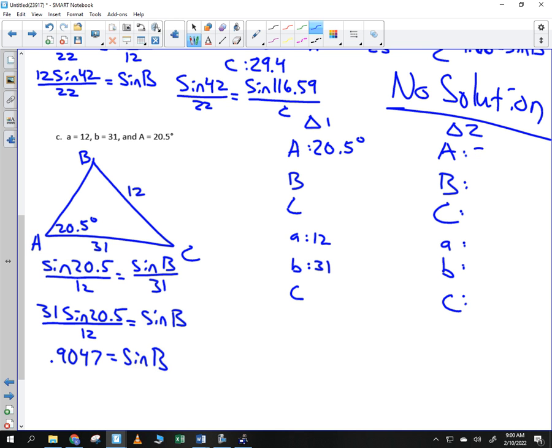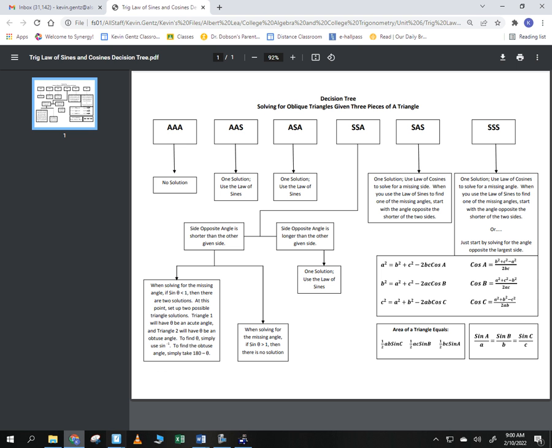We're going to set up a second triangle that has 20.5 degrees, A is 12, B is 31. We're going to get to Burke's question from earlier. Everybody good with how I figured out a second triangle? All right, so now we continue to read.